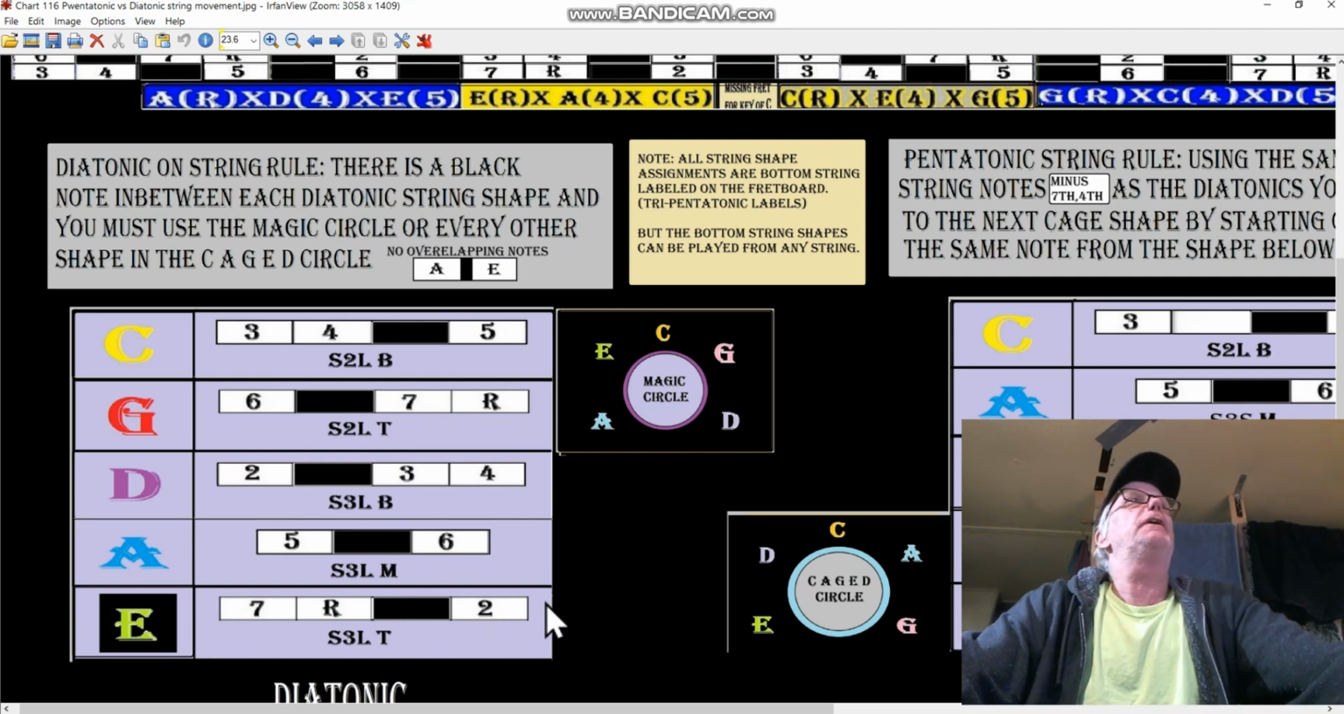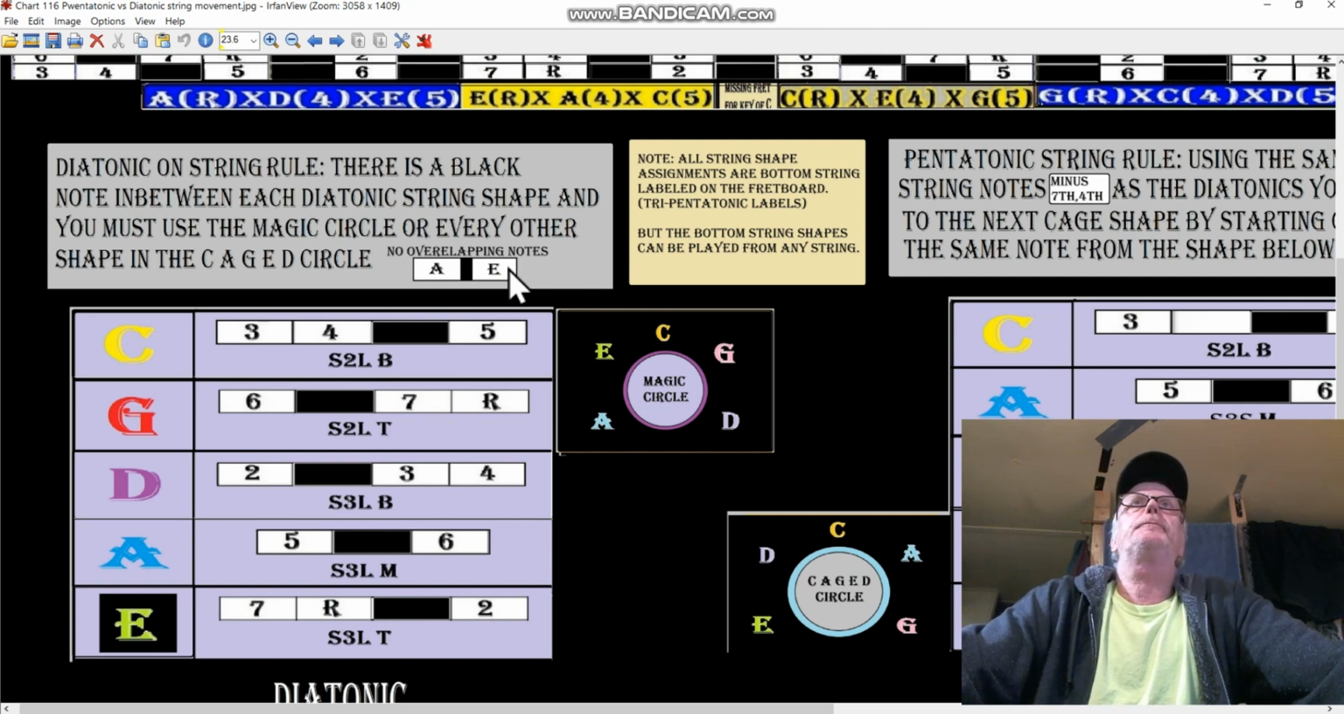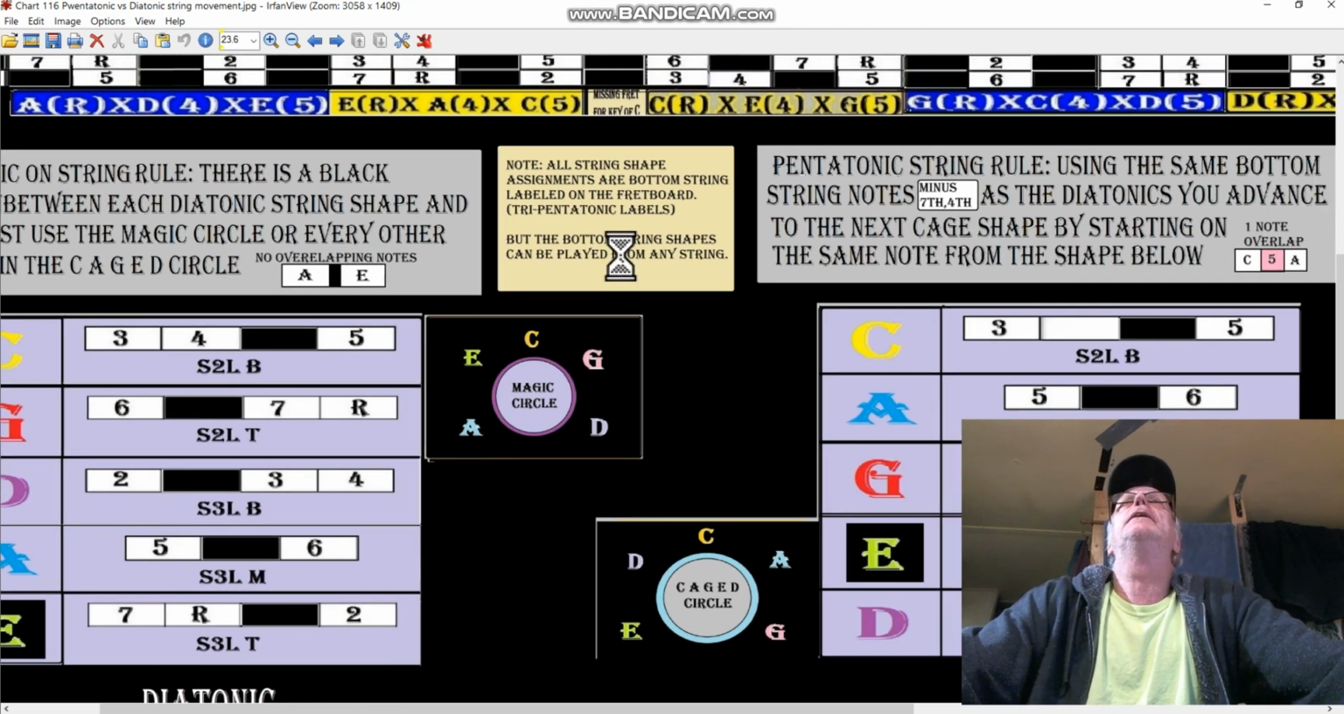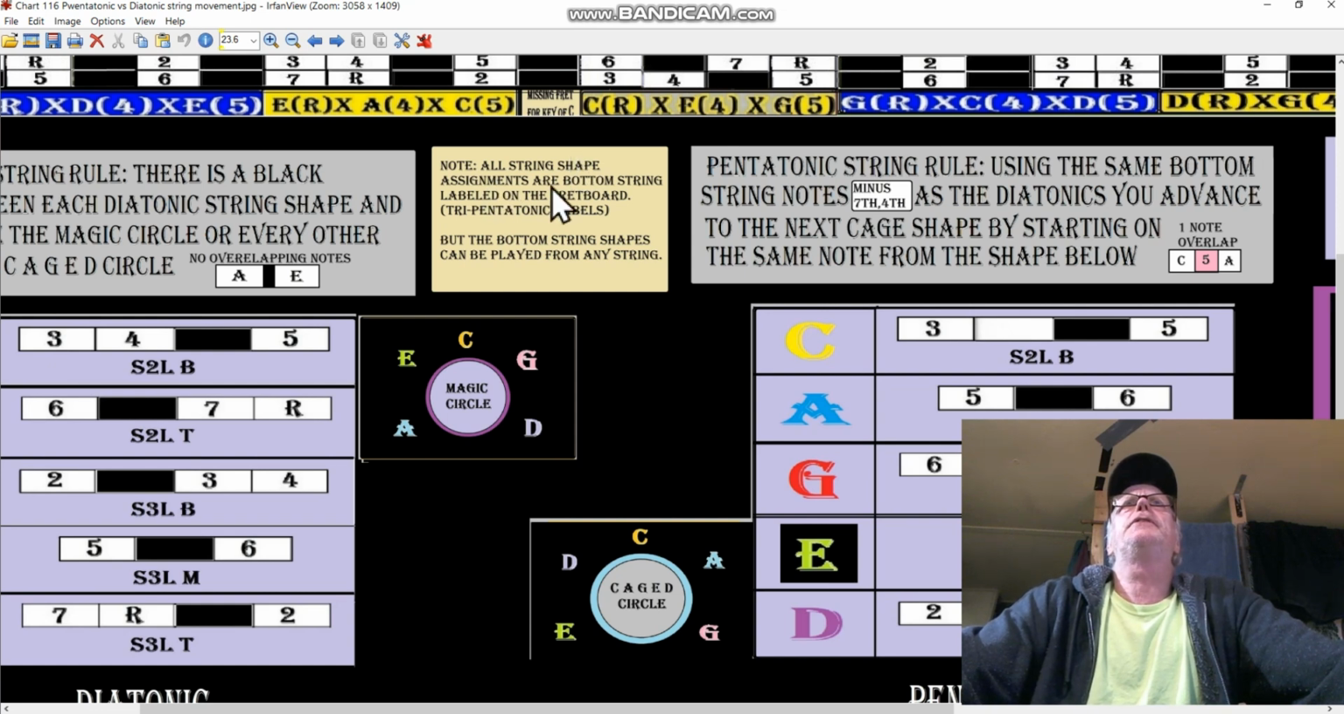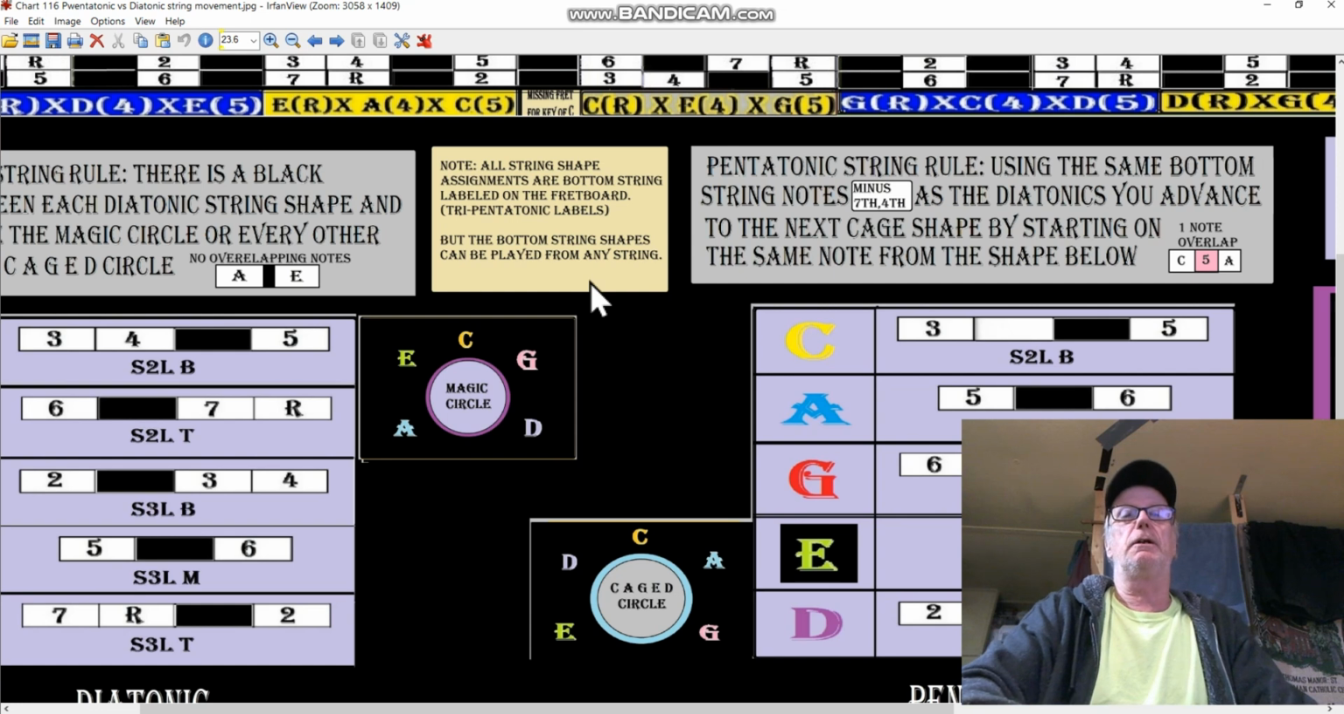Let's just read because we have to move along. Diatonic string rule, there is a black note in between each diatonic string shape, and you must use the magic circle or every other shape in the cage circle. So here it is, no overlapping notes in the magic circle. Now over here, it says, note all string shape assignments are bottom string labeled on the fretboard. Try pentatonic labels, but the bottom string shapes can be played from any string.